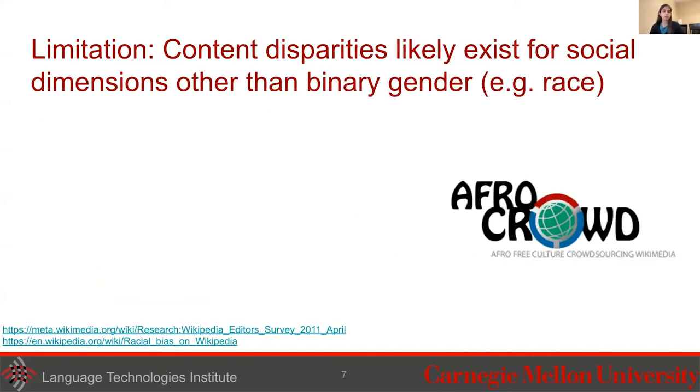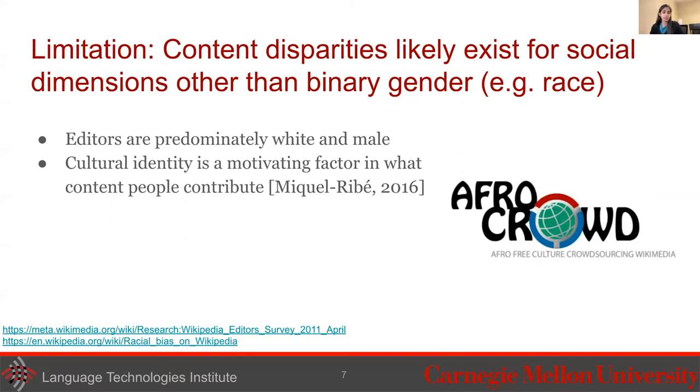Another limitation in current work is that it's almost entirely focused on binary gender, but there are reasons to believe that other types of social bias are likely reflected on Wikipedia. One of the dimensions that we look at in this work is race. The Wikipedia editor community is predominantly white and male, and research has shown that cultural identity is a motivating factor in what content people contribute to Wikipedia. So a lack of diversity in the editor community is likely to be reflected in a lack of diversity in the content on Wikipedia.